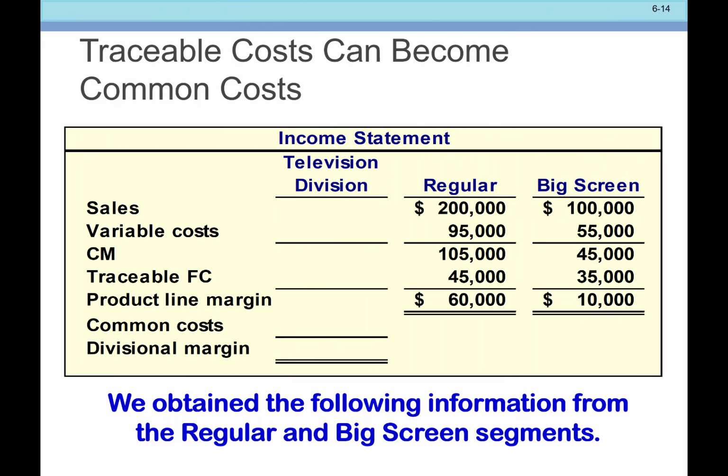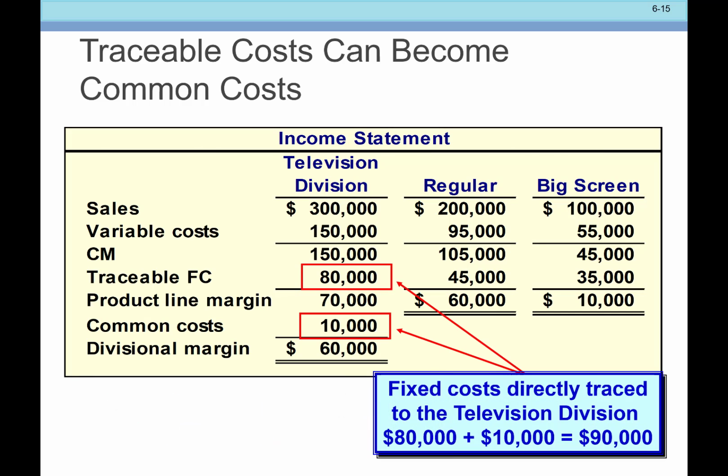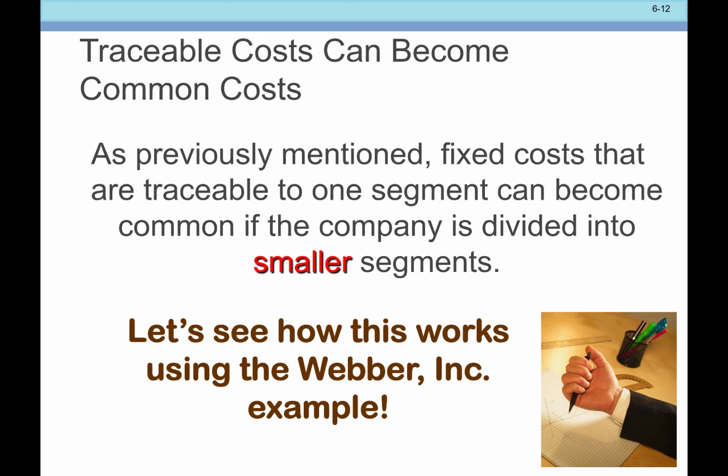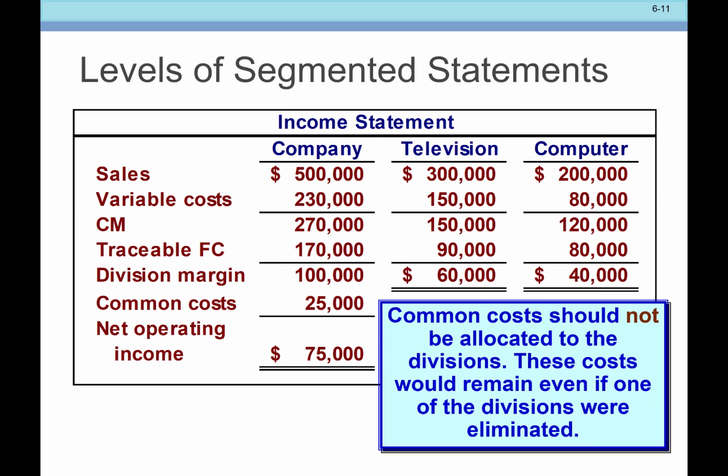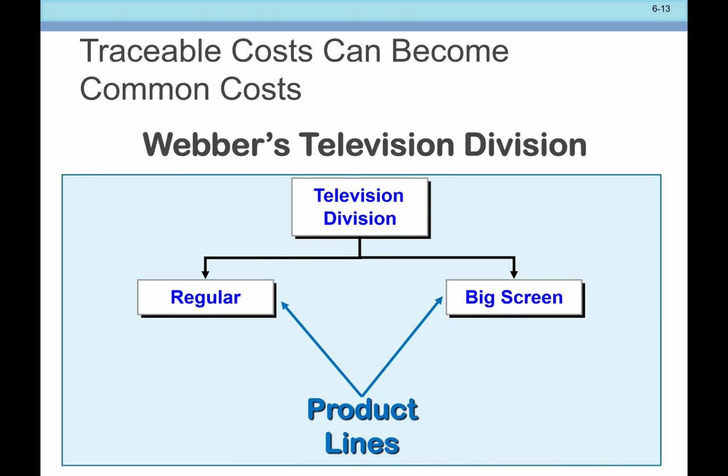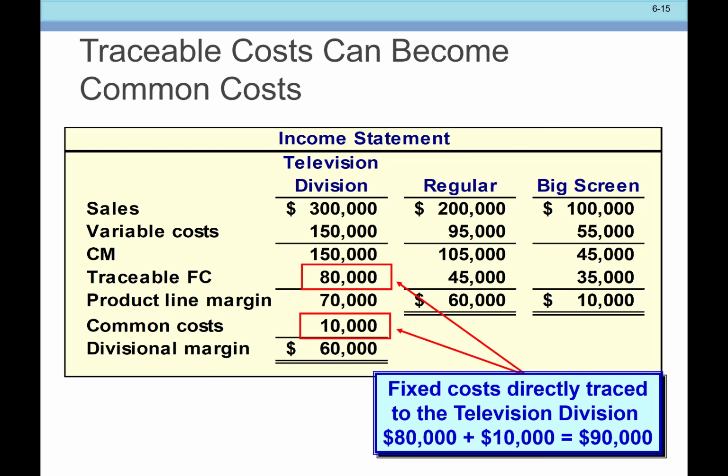You take a look and notice that the traceable fixed costs are now $80,000 when you're breaking the television division out into the big and regular screens. Earlier, when we looked at the traceable costs for the television division, it was 90. But of that 90, only 80 of the 90 was traceable to each product. So when you dig down a little deeper, some costs that were traceable at one level become common at another level. Okay?